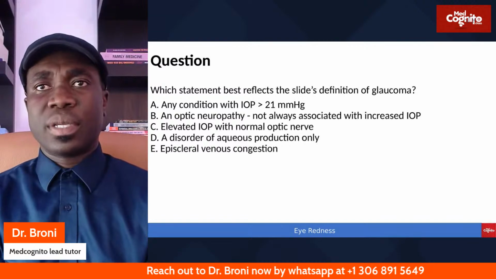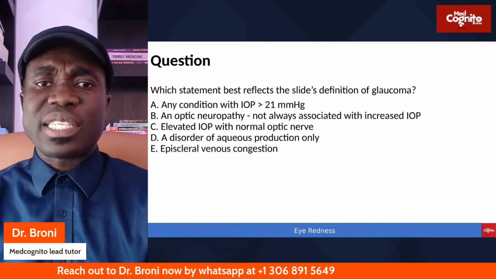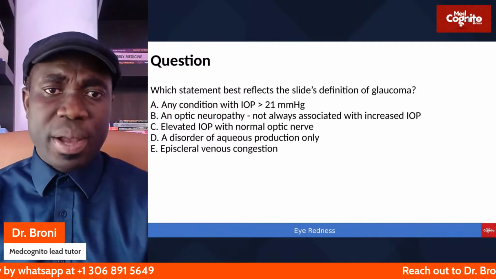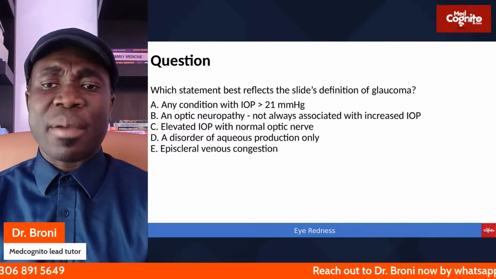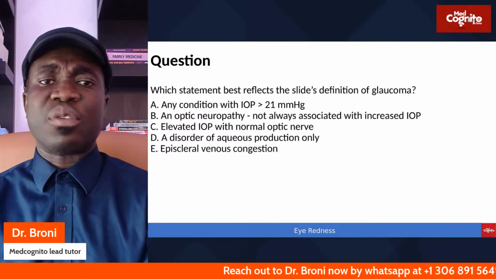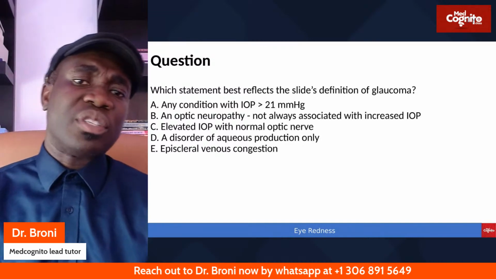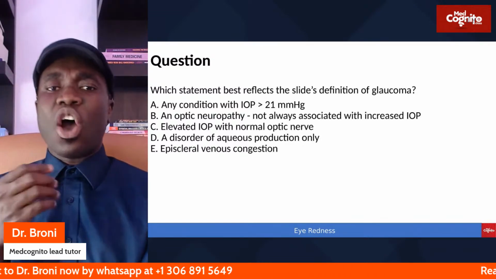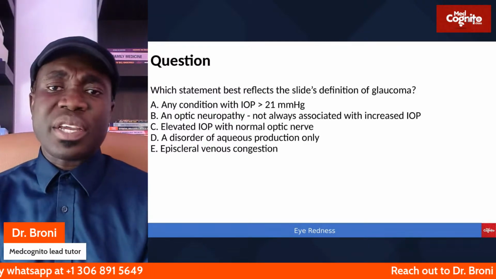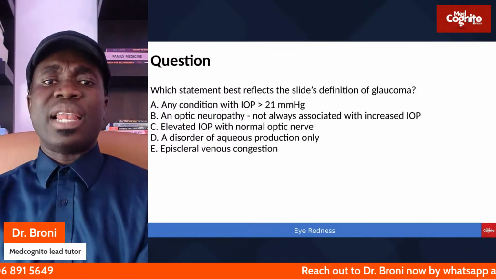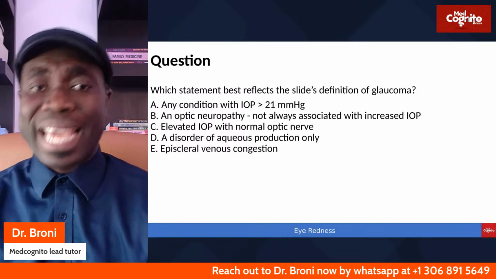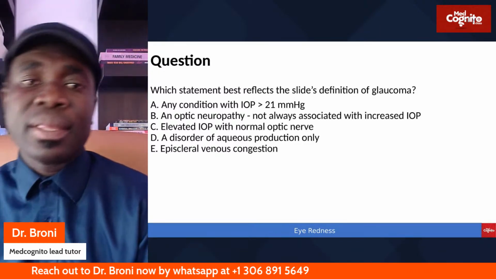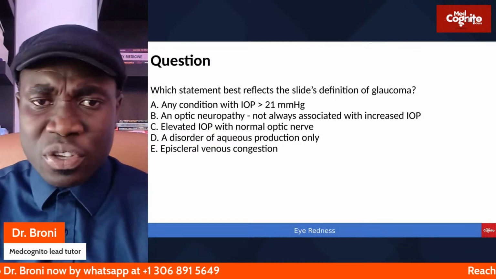Which statement best defines glaucoma? A. Any condition with intraocular pressure more than 21 millimeters of mercury. B. An optic neuropathy not always associated with increased intraocular pressure. C. Elevated intraocular pressure with normal optic nerve. D. A disorder of aqueous production only. And E. Episcleral venous congestion.